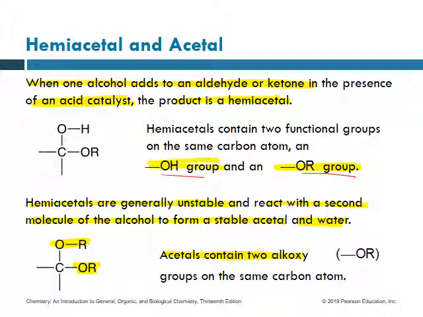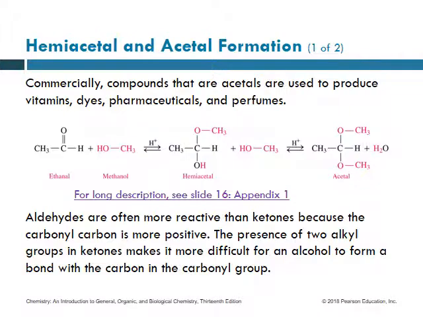Okay, so let's look at the reaction. For instance, like this, if this is an aldehyde and we have one alcohol, so this aldehyde group right here and this alcohol group will react with each other to produce a hemiacetal, which consists of an OR group and the OH group on the same carbon. So what is happening in this reaction essentially?